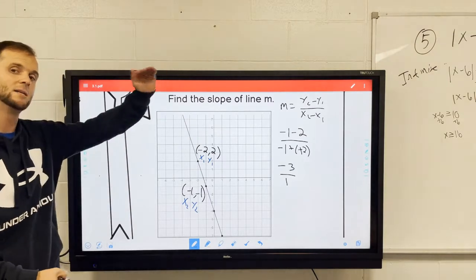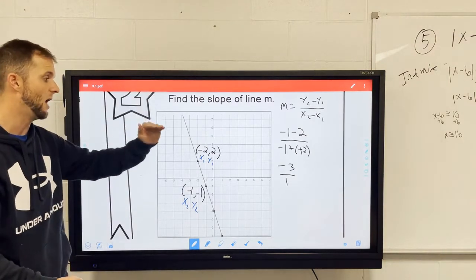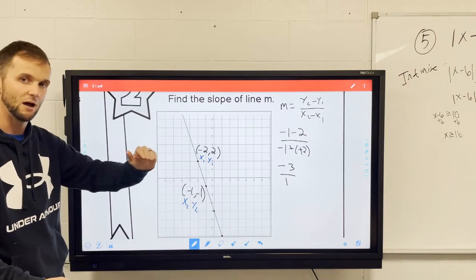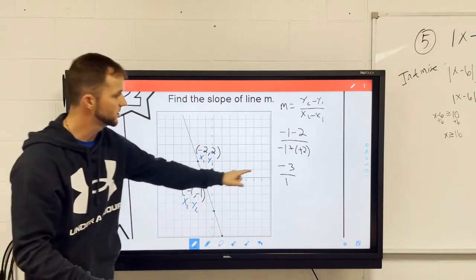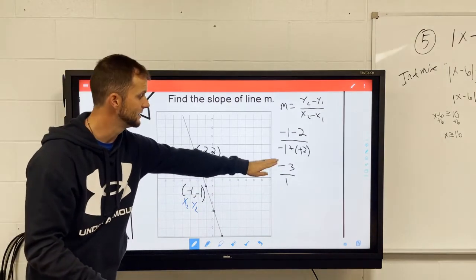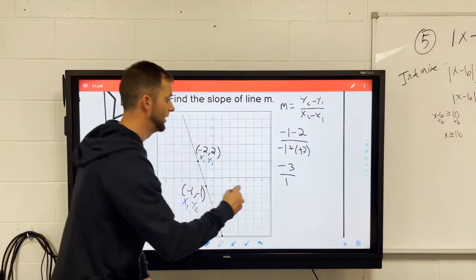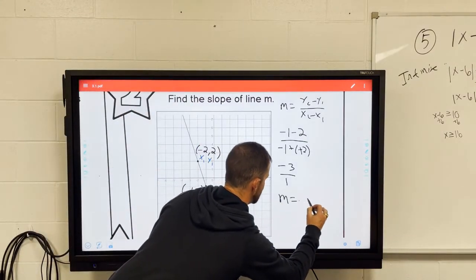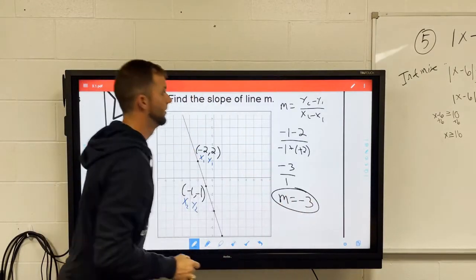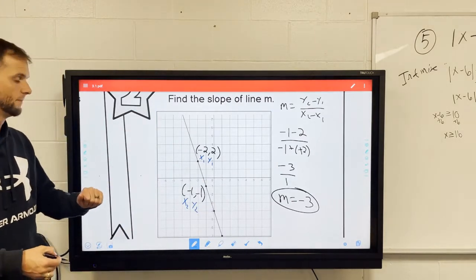So now rise over run, that means I'm going down 3 to the right 1. And actually, I would write this as -3 divided by 1 is -3. So your slope here would actually be -3. So that's how you do it the math way, okay?